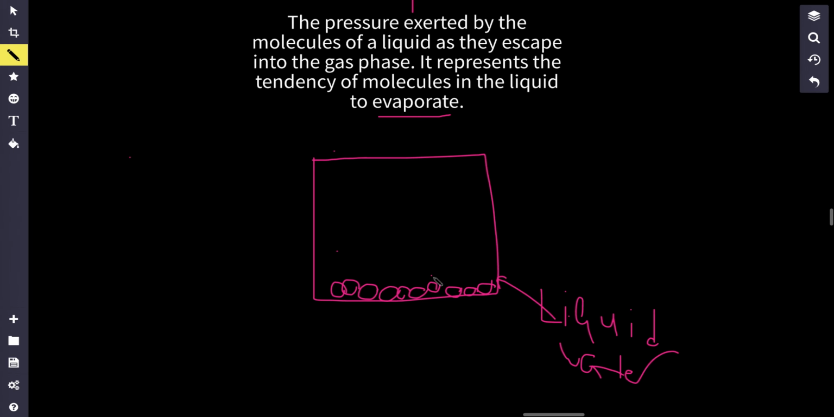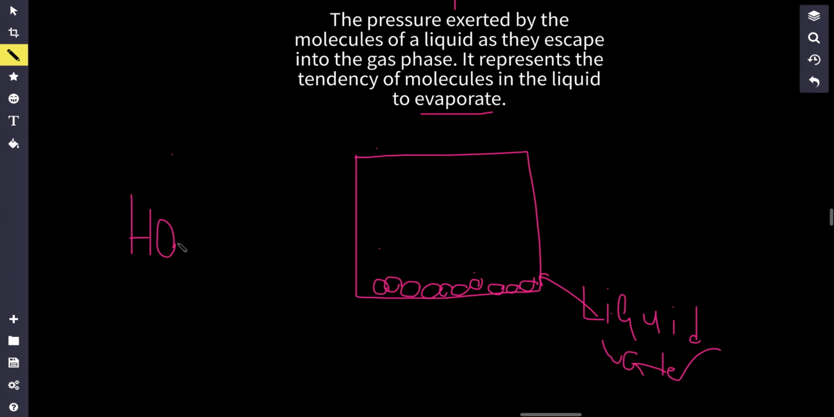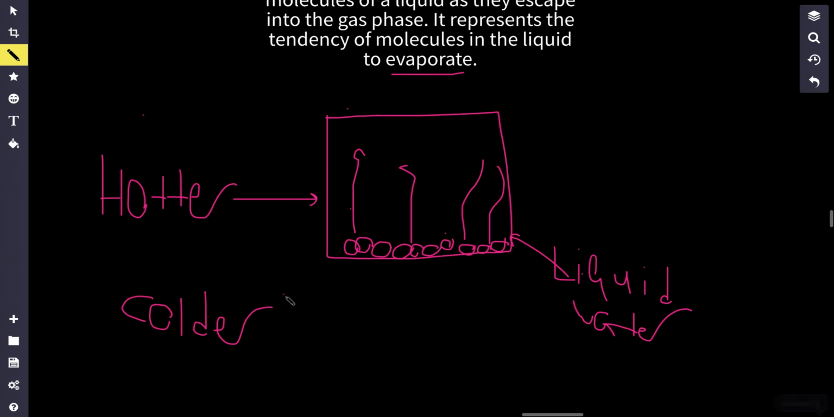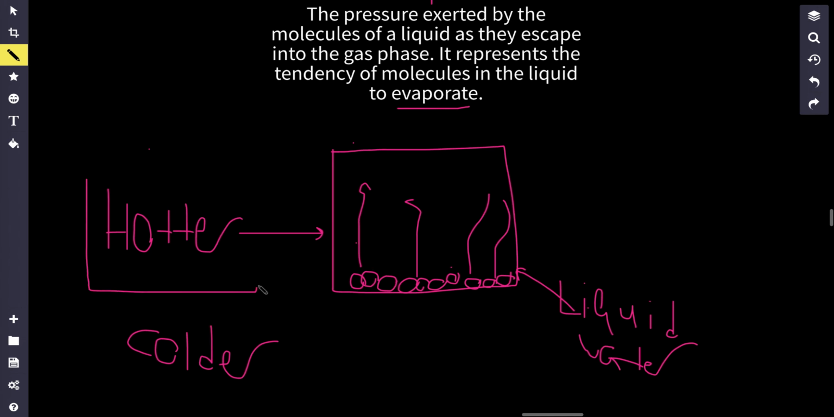It just turns out that if this container is super hot, a lot of water molecules are going to evaporate. And when things are colder, not as many water molecules are going to evaporate. When the container is at a higher temperature, or when it's hotter, evaporation is at a higher rate. When it's colder, it happens at a lower rate. But when it's cold, it still happens.